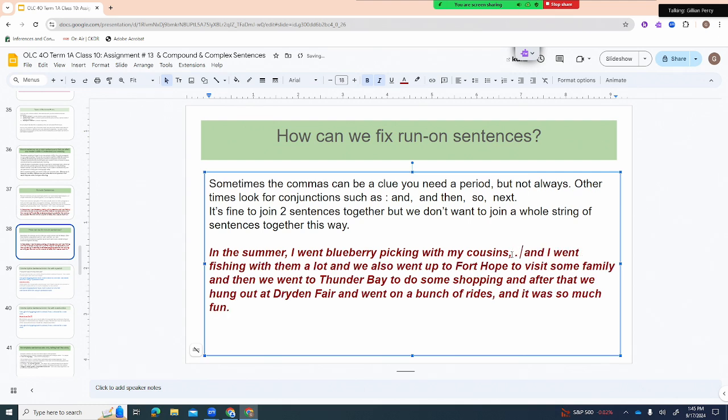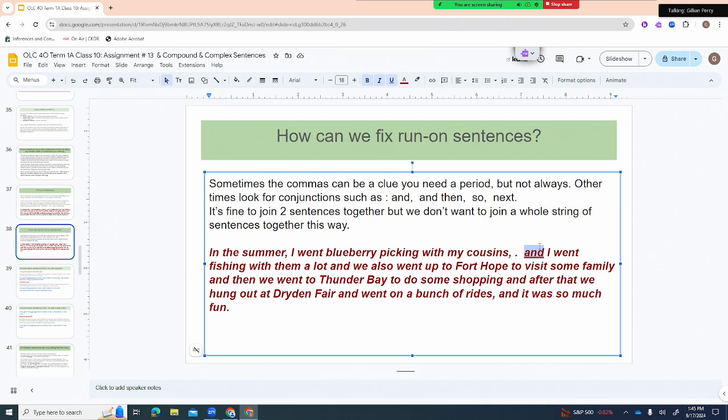Okay? And I went fishing. I don't need the and. It doesn't really add anything to the sentence. I could just get rid of this. I'm just going to underline it right now. I would actually strike it out, but it's hard to do the strikeout in Google.